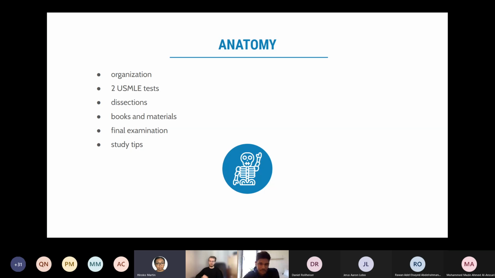And then also you should know, like I said before, the special techniques, if there are any special techniques, especially, for example, hysterosalpingography. They love this one. So you should know the name of the techniques as well.